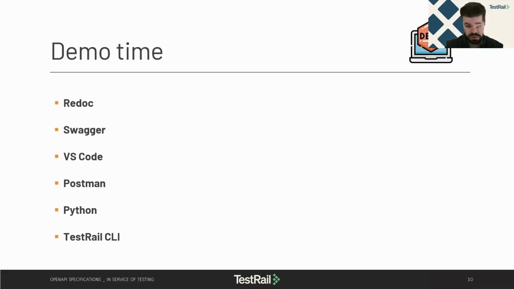We are going to start with ReDoc. ReDoc is very popular for documentation generation right now. Swagger can also be used as documentation generation and also as a sort of a client. Then we are going to see VS Code. There are plenty of extensions you can use in VS Code to both write and also see the end result of OpenAPI specifications. How to use them using Postman as well. Postman is, well, it's a classic for testing APIs, either manually or you can even automate your tests using Postman as well. Then some Python projects, and finally our new TestRail CLI.